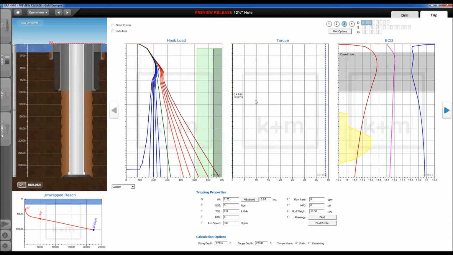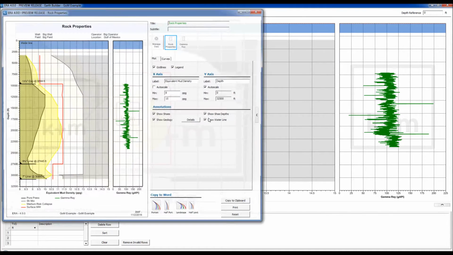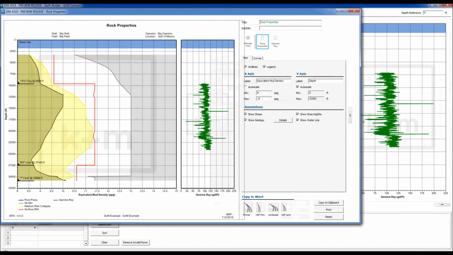There is a popular feature within ERA that many folks are starting to utilize that is quite powerful. And if you're not aware of it, it's accessible in the Earth Builder. So if we click on Earth Builder, when we first pull up this particular example, what I've got is my rock properties displayed. And if I double click on this plot, it'll expand it. We can see what we're looking at.